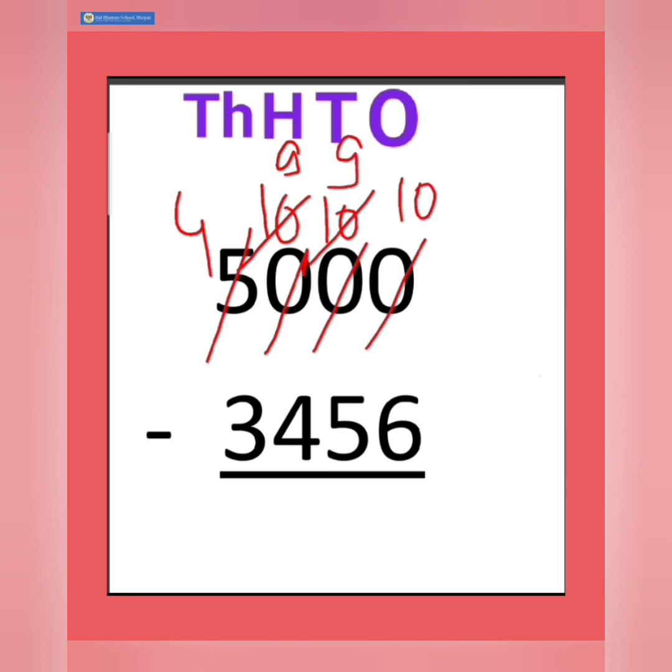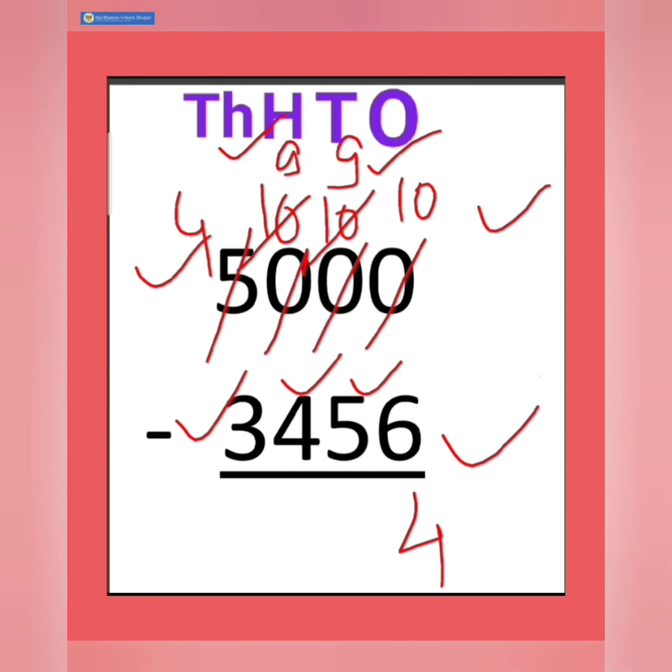So the new number formed is 10 minus 6, 9 minus 5, 9 minus 4 and 4 minus 3. 10 minus 6 is 4. 9 minus 5 is 4. 9 minus 4 will be 5, and 4 minus 3 will be 1. So the difference is 1544.